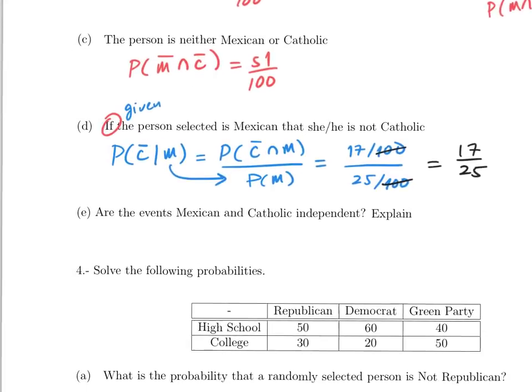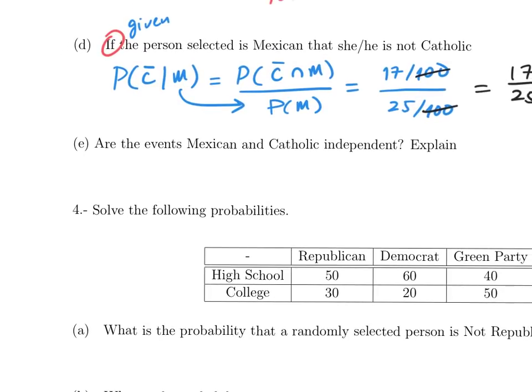The last part is asking, are these two events independent? Remember, when they ask you for independence, all you have to do is check this. Is the probability of Mexican and Catholic equal, that's the question, to the probability of just Mexican times Catholic? This is 8 over 100.